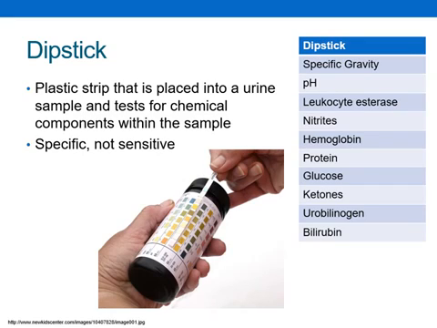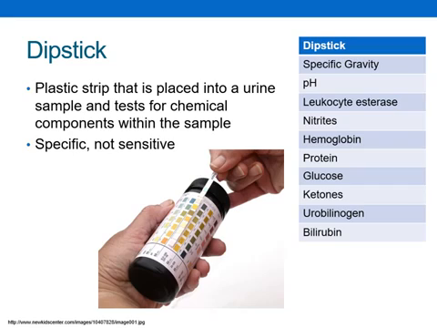The next major component of a UA is the dipstick test. This involves a plastic strip that is inserted into a sample of urine for anywhere between 30 and 150 seconds, depending on the brand of test that you get. That stick is then pulled out of the urine and compared against the key, which is usually available around the bottle that the stick comes in. It's important to note that this test is specific but not sensitive.